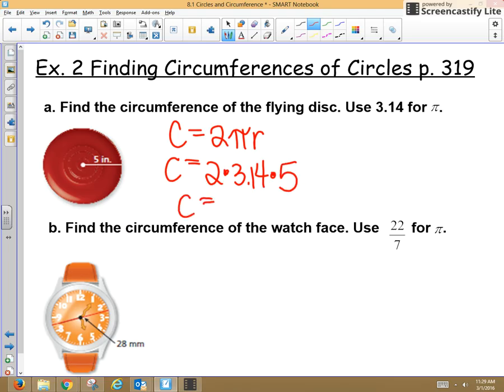When you multiply those 3 numbers together, I'm okay if you use a calculator for this, you should get 31.4 inches. Sorry about that. Let's fix it.